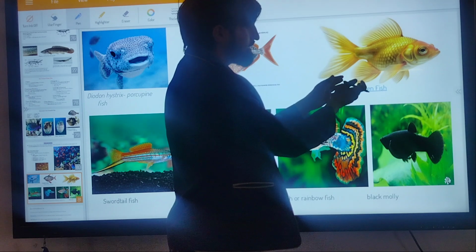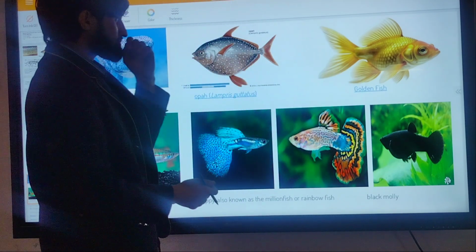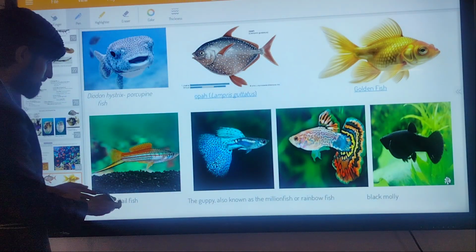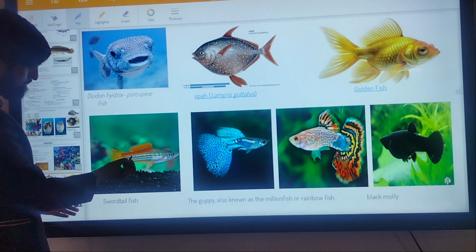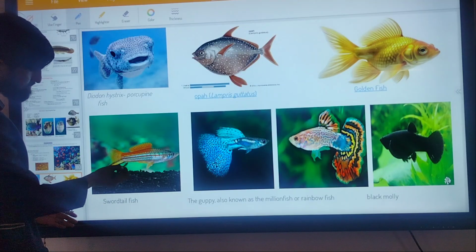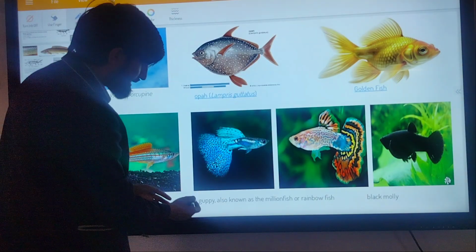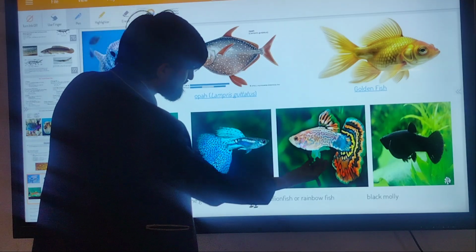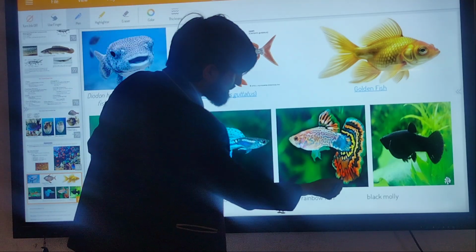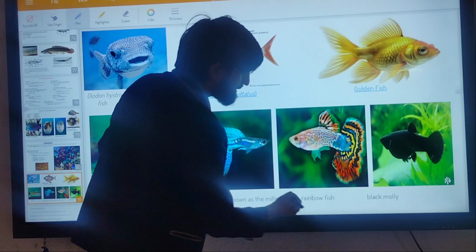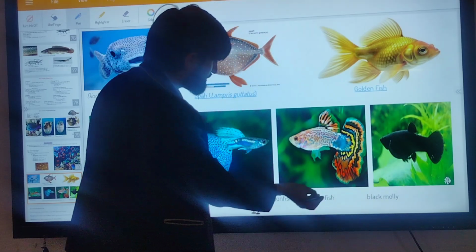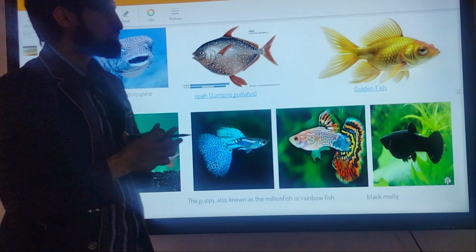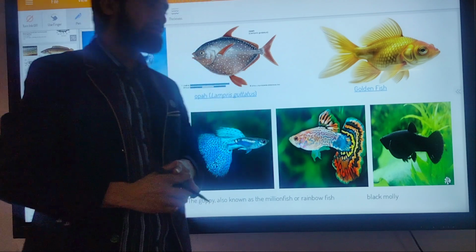beautifully golden fish. It is because of the chromatophores present in the skin of the fish. You can see here a swordfish, a beautiful pattern of bands, different colors because of the chromatophores. The guppy fish, also known as the million fish or rainbow fish, the different species of guppy fish, the bands, different colors of the body, black melanin, xanthophyll. These different pigments present in the chromatophores are responsible for the coloration of fishes.